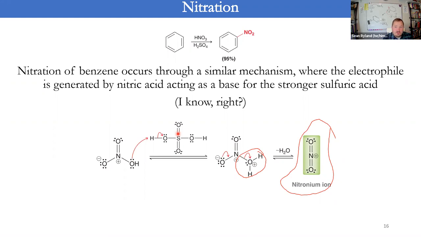TNT is trinitrotoluene. So if you start with toluene, and then you turn nitric acid into nitronium ion, and you have the right stoichiometry, you wind up adding three nitro groups to toluene, and you get trinitrotoluene. And in Fight Club, they're making nitroglycerin, not trinitrotoluene.